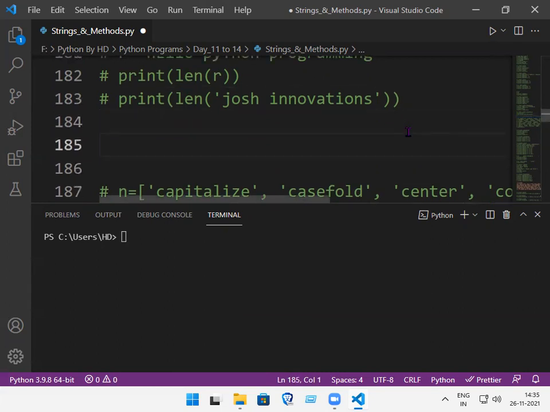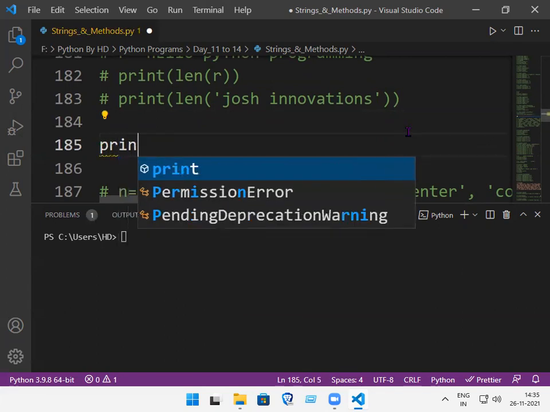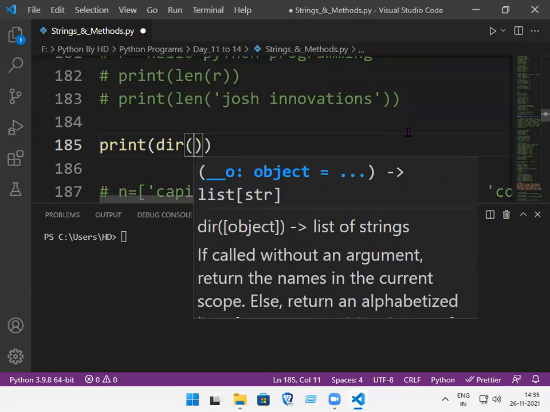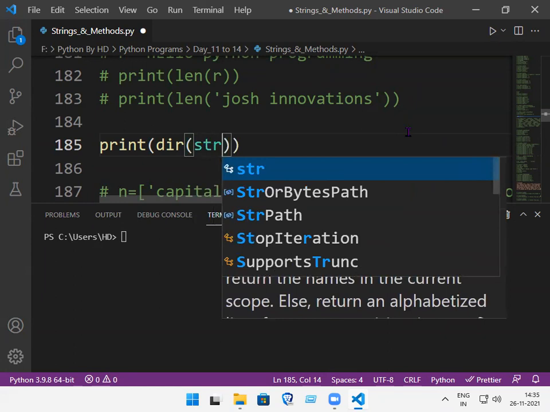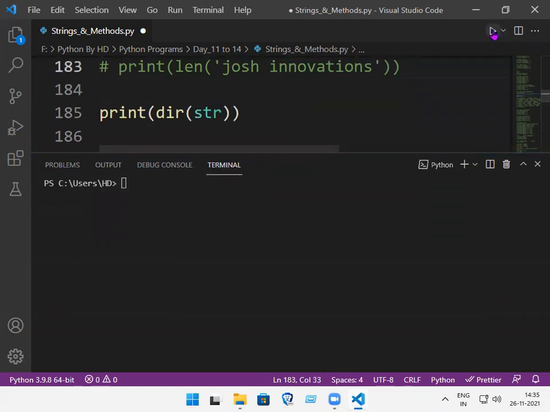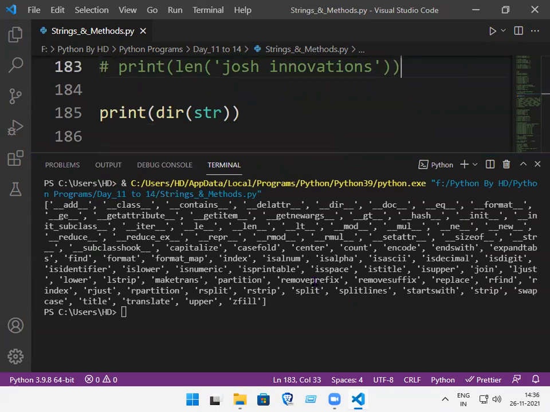One way is I can write the code here. Print dir. dir stands for directory, of str. I think I already told you this. So I'll get all the methods.